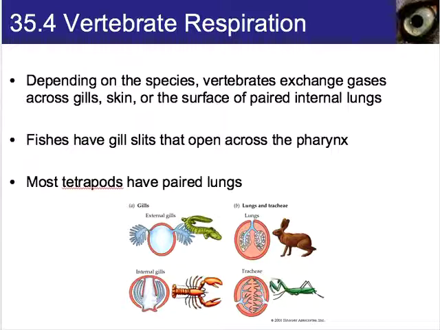Depending on the species, vertebrates exchange gases across gills, skin, or the surface of paired internal lungs. And we are most familiar with having paired internal lungs. Fishes have gill slits that open across the pharynx, and most tetrapods have paired lungs. And tetrapods would mean you have two arms and two legs.